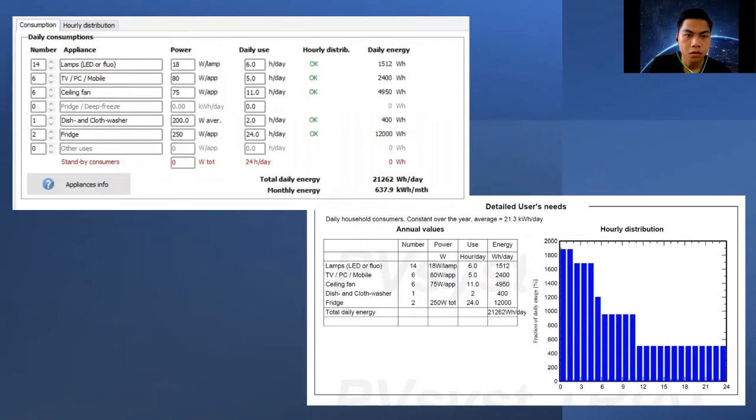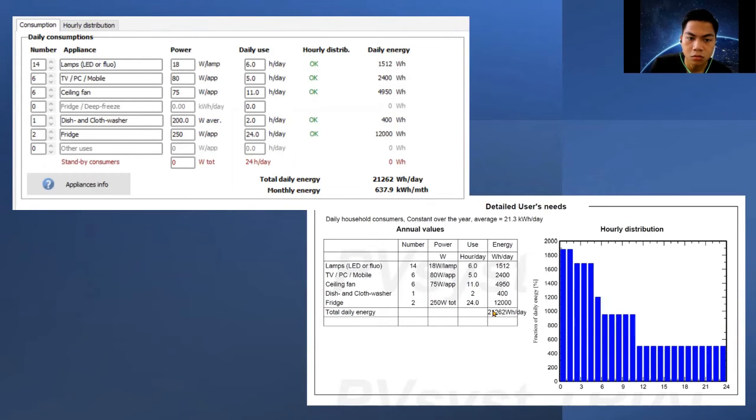So firstly, in our simulation, we determined the appliances, gadgets, or electronic devices used in the house, which consist of lamp, TV, PC, mobile, ceiling fan, dish and clothes washer, and fridge. That's the basic component used in the house. So we already assume the daily use in that house.